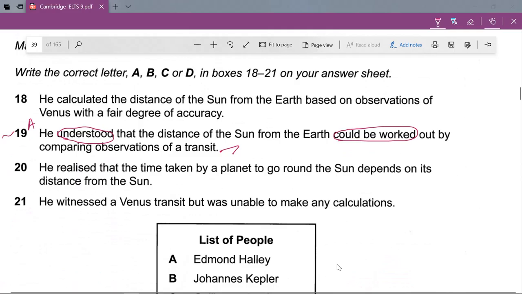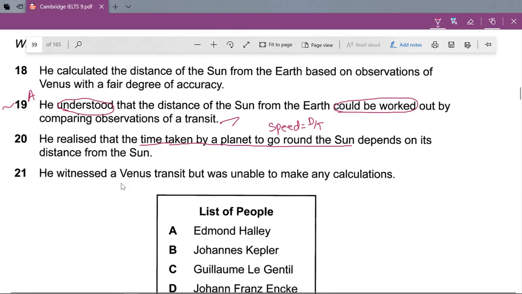Halley worked out that by using Venus, it would be possible to measure the Sun's distance. But then here they are talking about Halley. I would rather focus on those four lines only, that the distance determines the speed. So I'll go to the answer and see if there's something of that sort. Kepler, he calculated distance of Sun from Earth based on observations. He realized the time taken by a planet to go around. Now see, they have said speed in a different way.